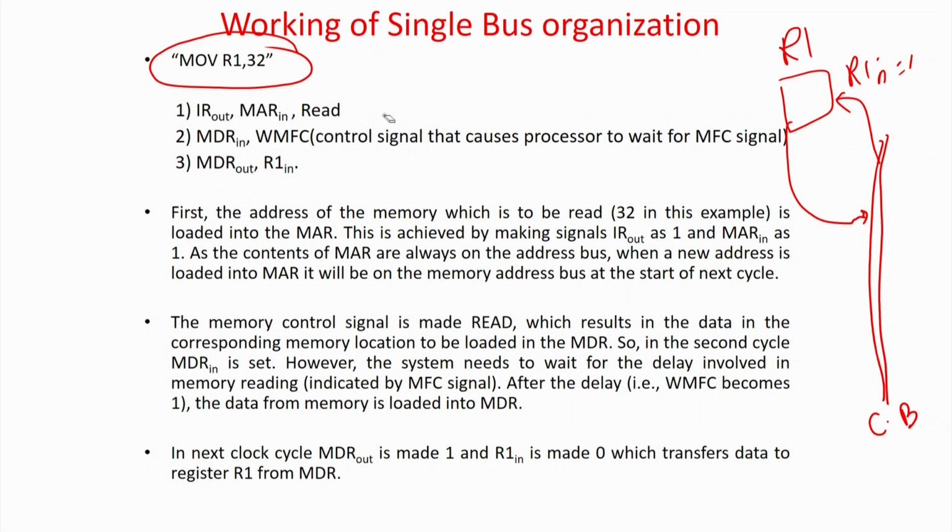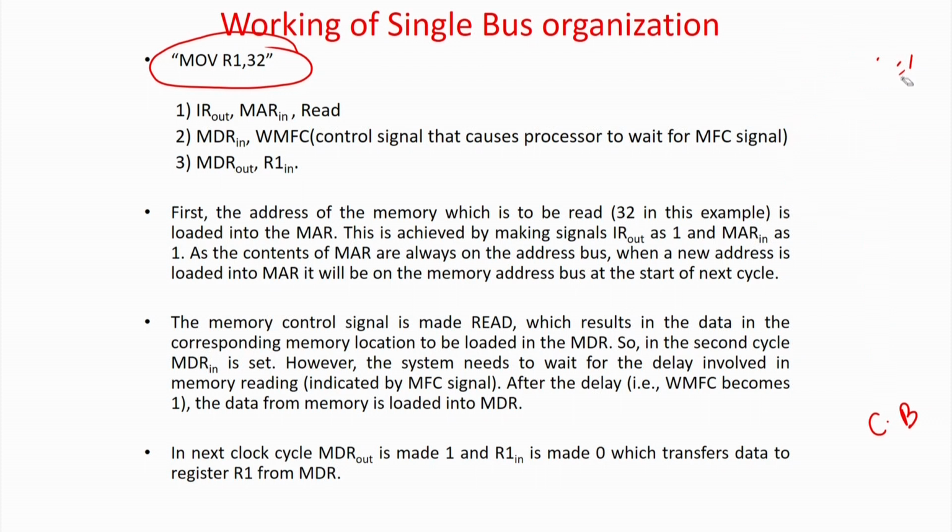The first micro instruction loads the value of 32 in the memory address register. Second, it will read the value in the memory data register. Third, the micro instruction will load the value of the memory location in R1. So, what are the steps? Let us write down the signals and the registers. Let us assume this is your control bus. First is the instruction register. As I told you, it is very, very important.